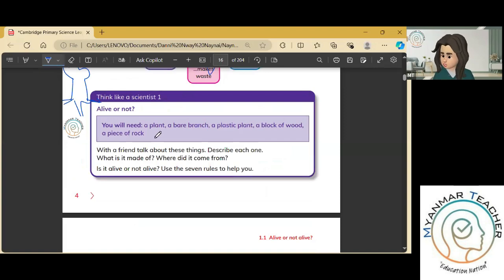So you can do this at home. You can check if it's alive or not. You need a plant, a bare branch, a plastic plant, a block of wood, or a piece of rock. And then you describe each one. Is it alive or not? Use these 7 rules to check.